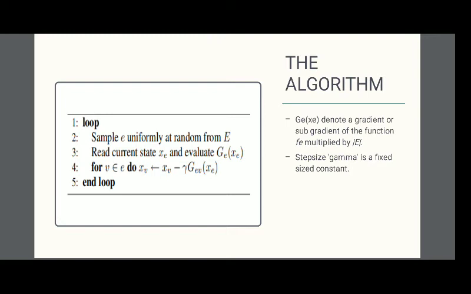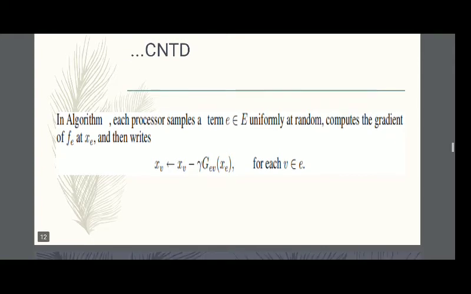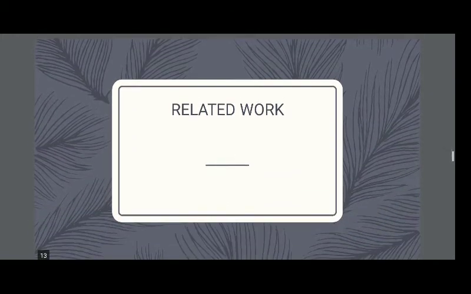Then for v belonging to e, we do the update where x_v is updated to x_v minus gamma g_ev of x_e. So basically gamma is the step size, which is a fixed constant. So in the algorithm, each processor samples a term e belonging to E uniformly at random, computes the gradient of f_e at x_e, and then writes this update, x_v updated by x_v minus gamma g_ev of x_e, for each v belonging to e.